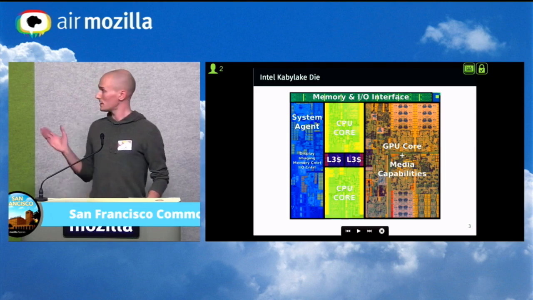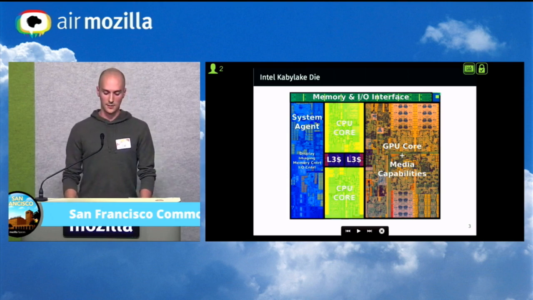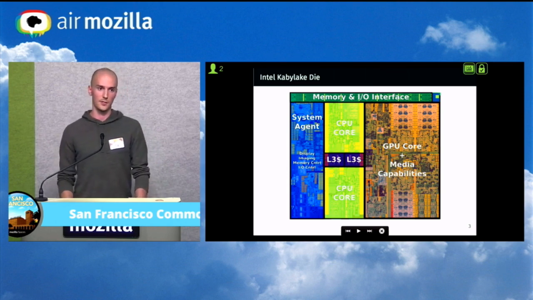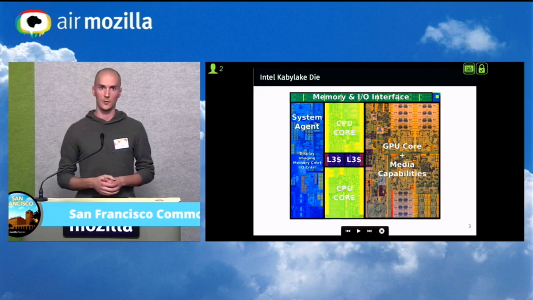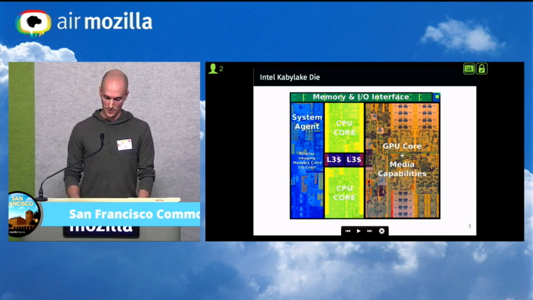So this is the Intel Kaby Lake die. A whole half of the chip is GPU now. In Patrick Walton's original presentation about WebRender, he kind of shows a progression with the GPU taking more and more space. And this is kind of where we're at today with the most modern chips from Intel.